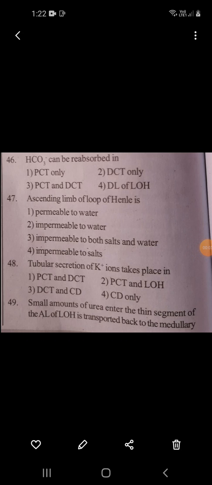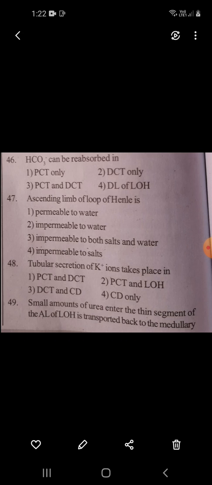This is excretory products and their elimination, test 8. Here comes the 46th question. HCO3 can be reabsorbed in: 1. PCT only, 2. DCT only, 3. PCT and DCT, 4. DL of LOH.